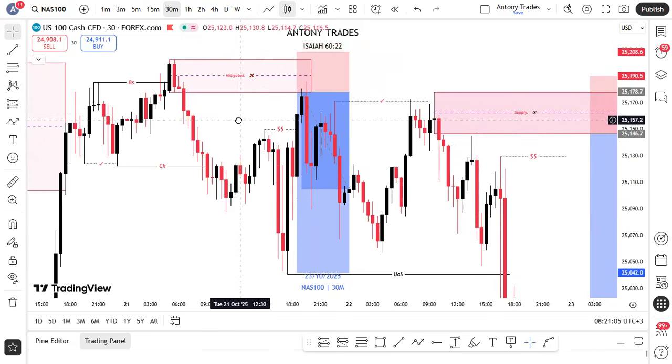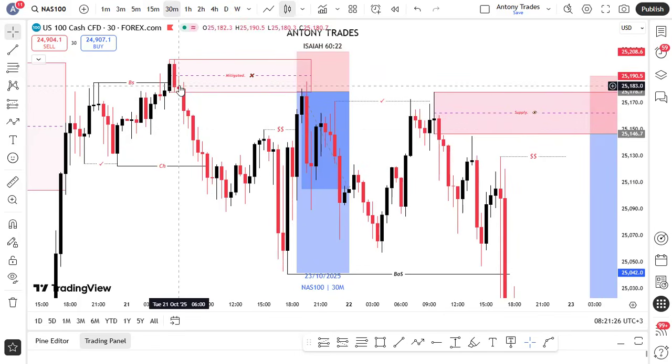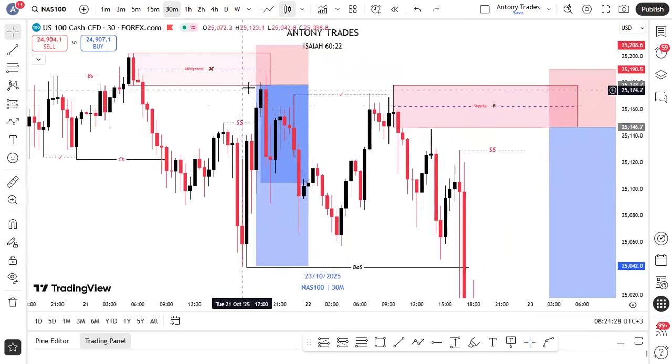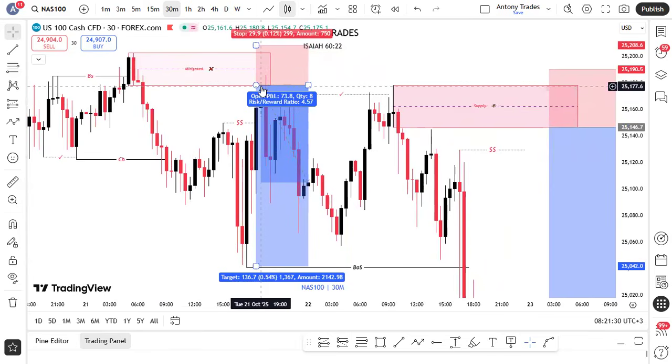So what we will know is that this high here will act as an inducement. And which type of inducement is this? Remember, this inducement was formed after the change of character. So that means this is a major inducement. So I knew very well this high is likely going to be taken out. So I marked this one as my point of interest, and that is where I executed my order.